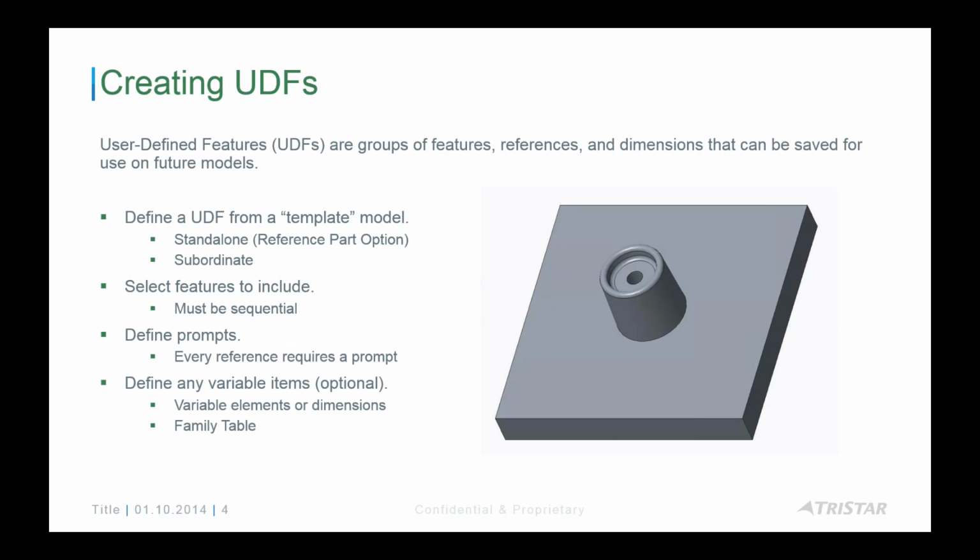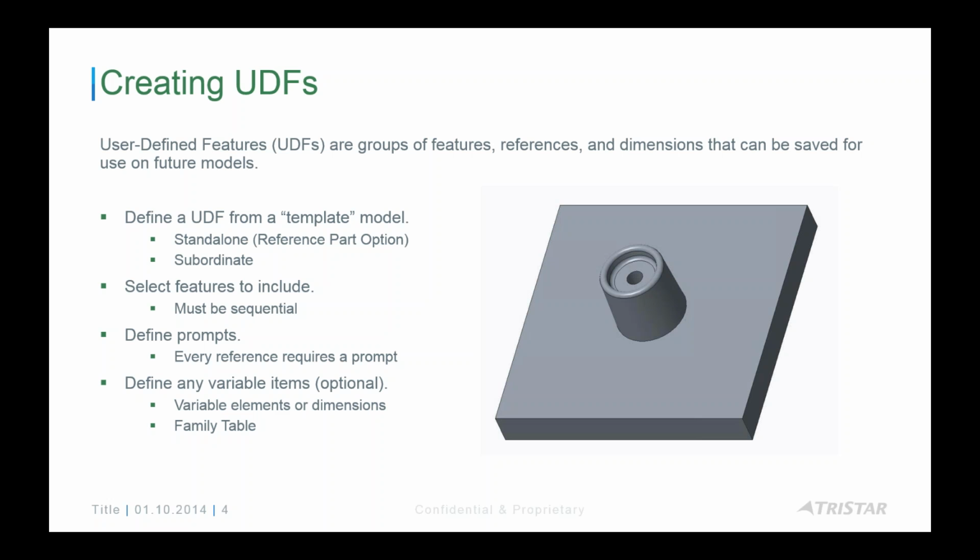User-defined features are groups of features, references, and dimensions that can be saved for use on future models. We typically define a UDF from a template model. This would be a pristine model that doesn't have very many features, just kind of a base feature to build on. When we define the UDF, we can use a standalone or subordinate option. The standalone says that the UDF is going to be its own entity, and of course we can create a reference part when we use the standalone option.